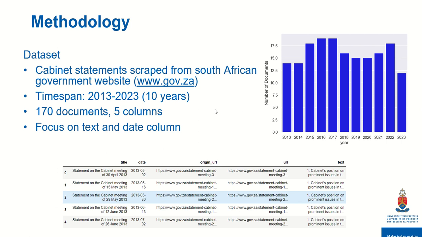So I used the dataset of the cabinet speeches scraped from the South African government website. There are 170 documents, and this is the distribution of the number of documents over the years.